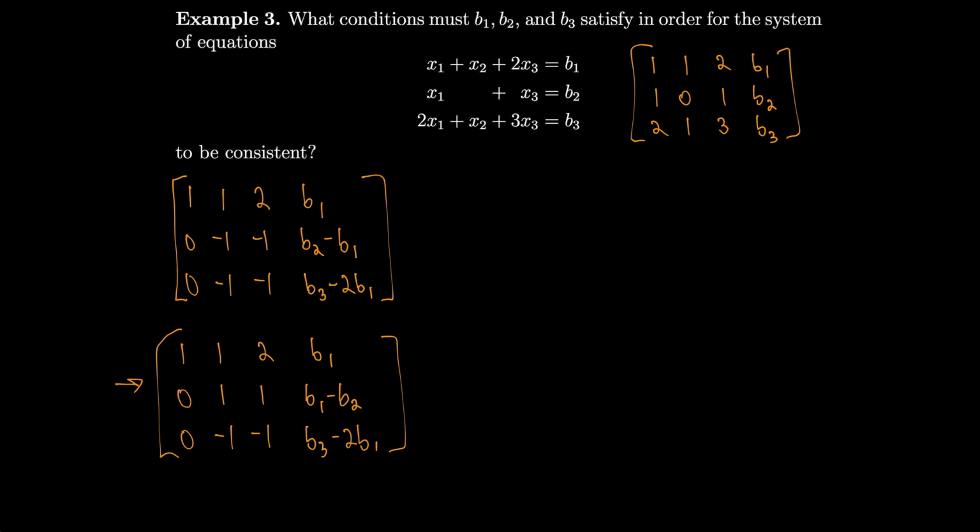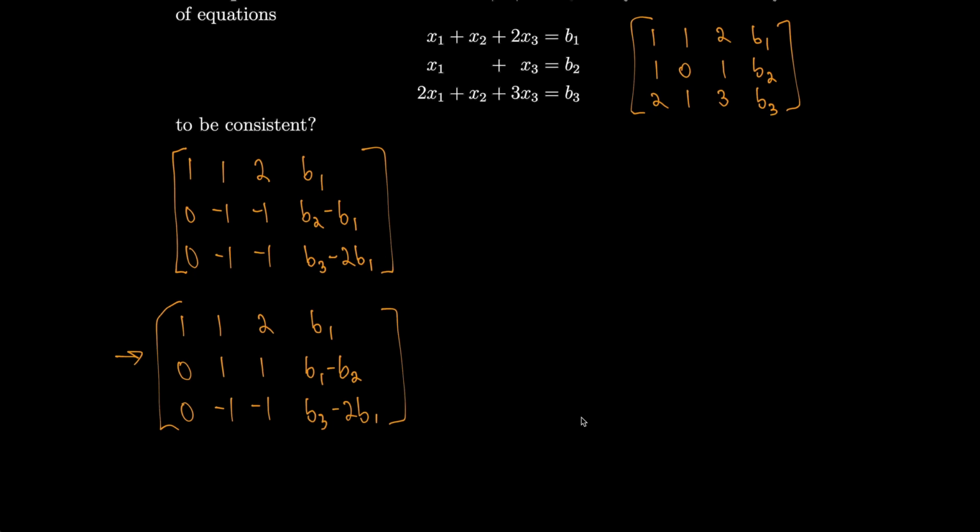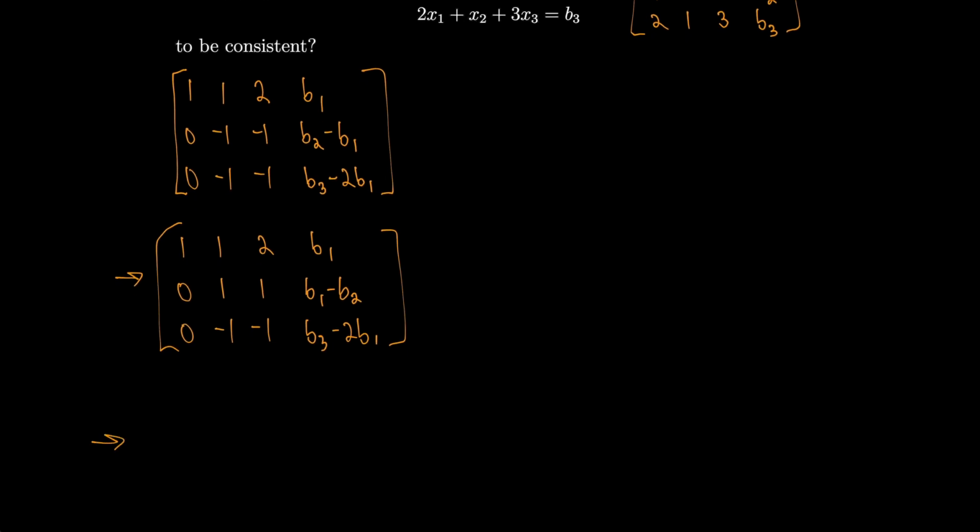Wait, notice this is 0, 1, 1, this is 0, minus 1, minus 1. I'm going to cancel out the third row entirely. I'm just going to get zeros over there if I add the second row to it. So I'll get 1, 1, 2, B1. I'll get 0, 1, 1, B1 minus B2.